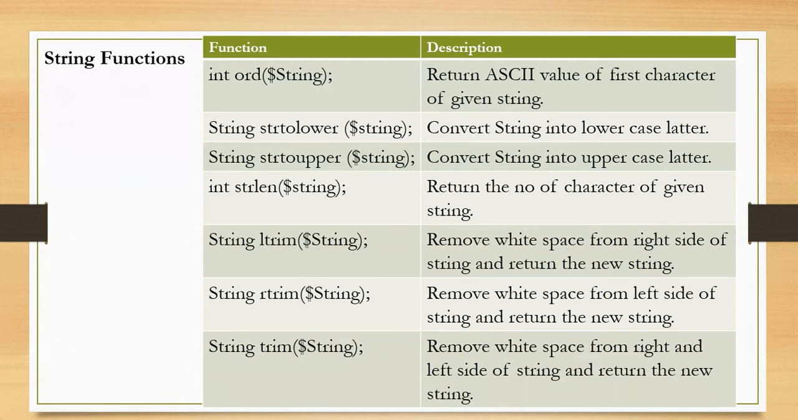So first is integer ord. Here, integer means this function returns an integer value when it is executed. All string functions take a string as an argument and perform operations on the string. So, the ord function returns the ASCII value of the first letter of the given string. Second is strtolower. It converts a string into lowercase letters. Third is strtoupper. It converts a string into uppercase letters.